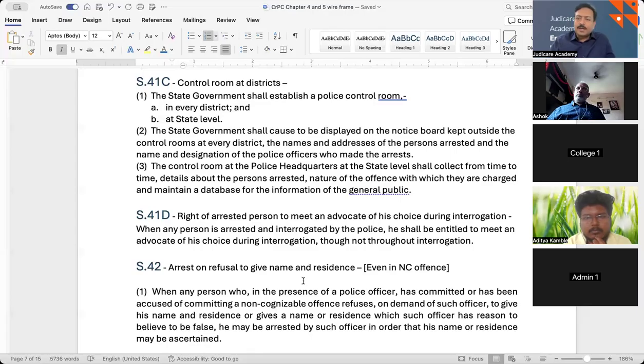You understand now how important 41A, B, C, D are from the perspective of conducting the arrest, reporting it, and doing it in a fair way, taking care of the rights of all people, because the person is an accused. There are some specific laws where the person is considered guilty, not accused. In those cases it is a little different, because those are superseded by the procedures defined under those special acts. For example, POCSO. In POCSO, the person is considered guilty. He is not considered an accused.